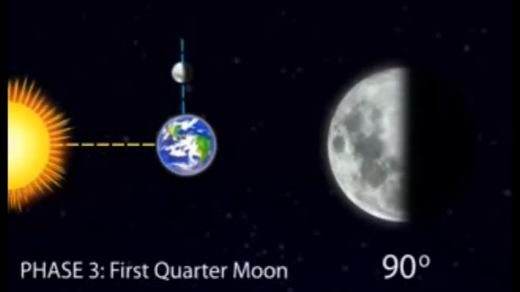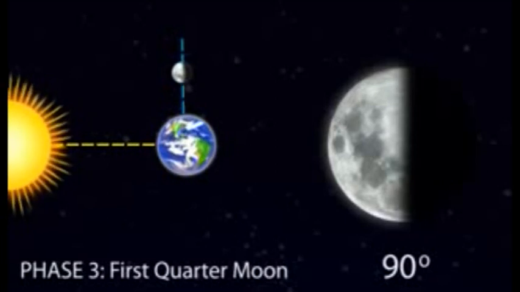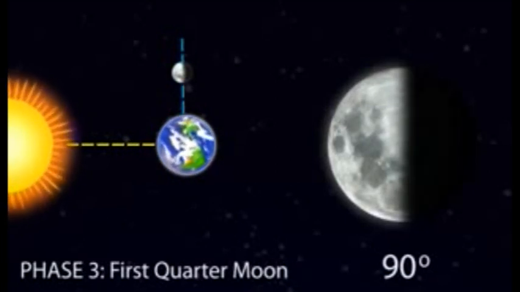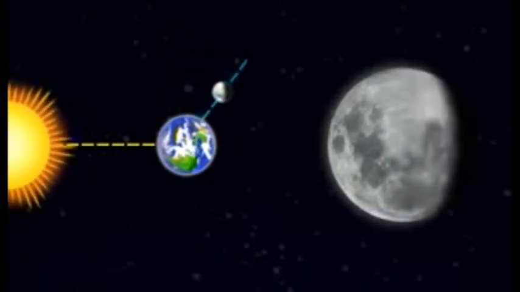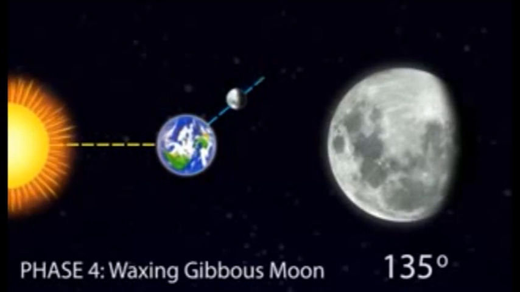Phase 3 is referred to as the first quarter moon. The term quarter refers to the extent of the Moon's passage around the Earth, and not its shape, which appears as half the disk of the Moon. Phase 4 is a waxing gibbous moon. The term gibbous means bulging.